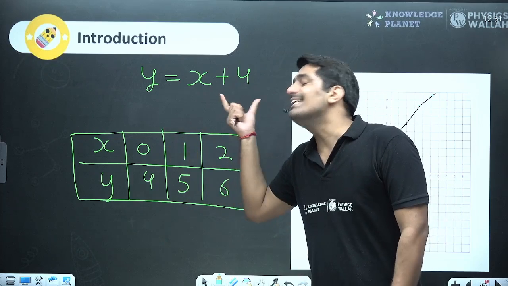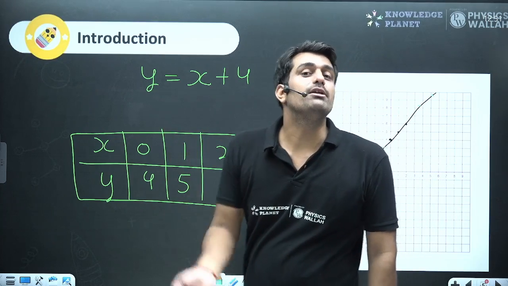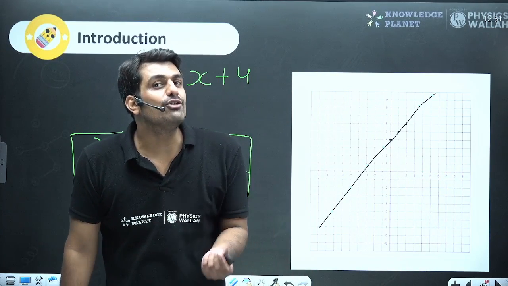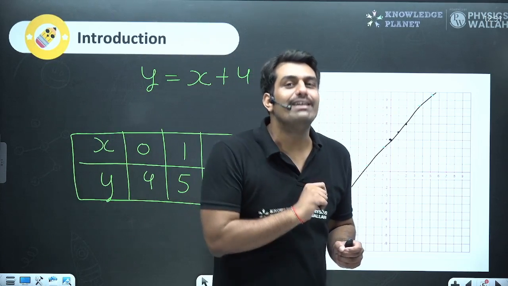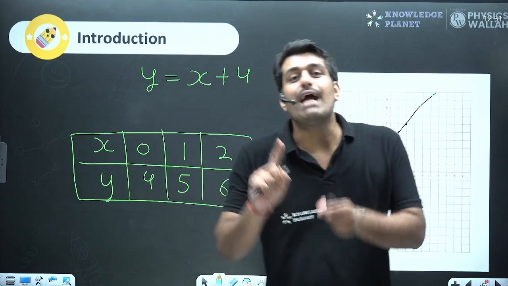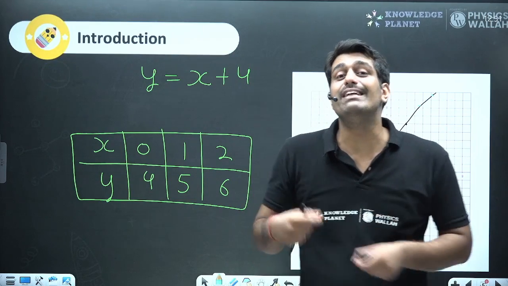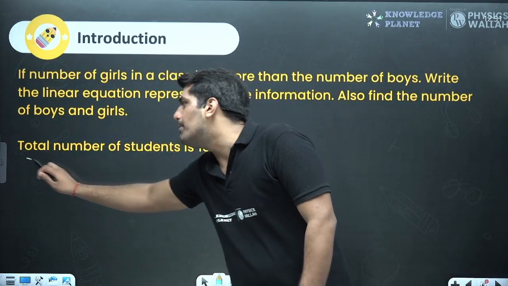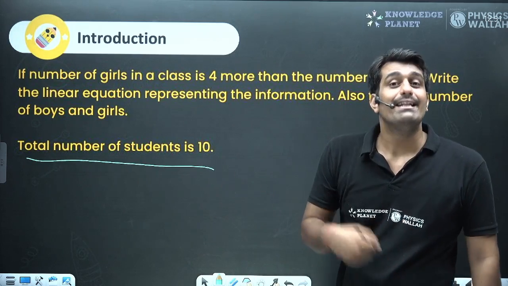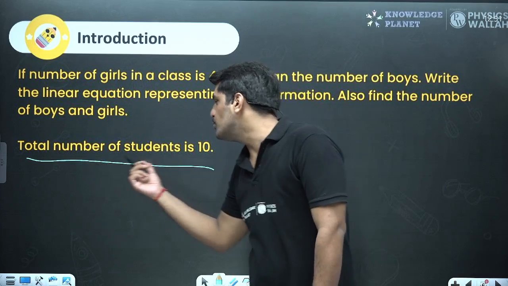When I was plotting this line, there were multiple solutions, but I don't want multiple solutions, I want a unique solution. For a unique solution, we need a pair of linear equations. We cannot solve just by one equation. So here we have another piece of information that says the total number of students is 10.